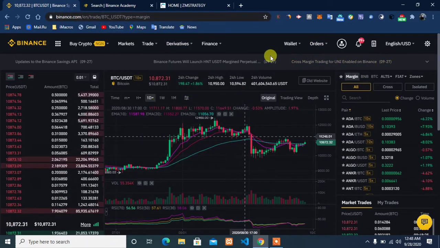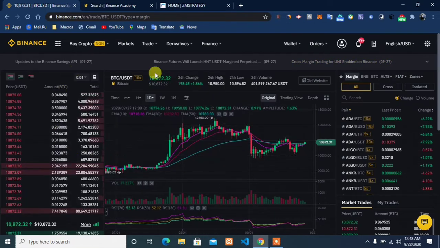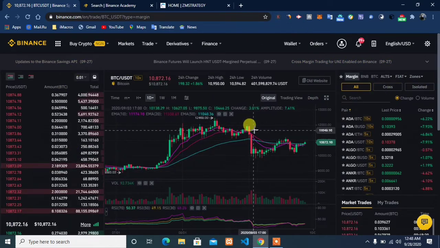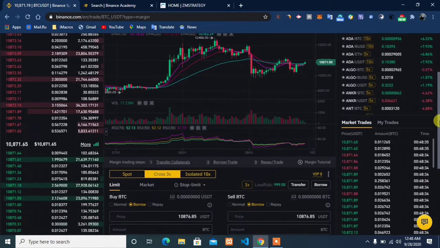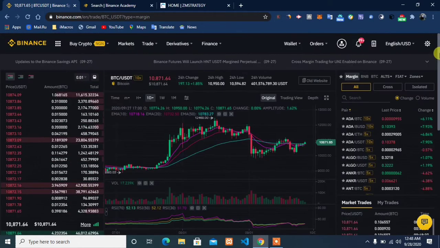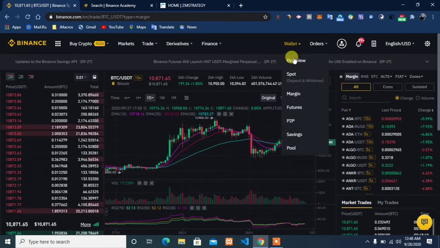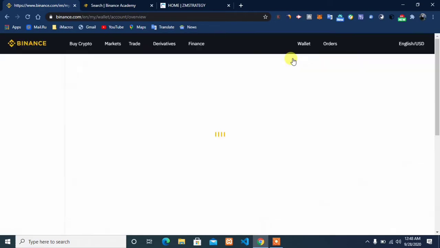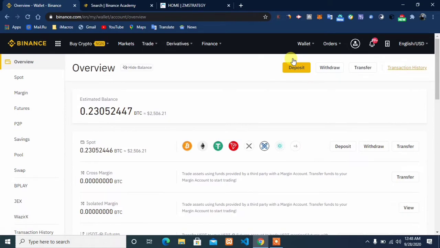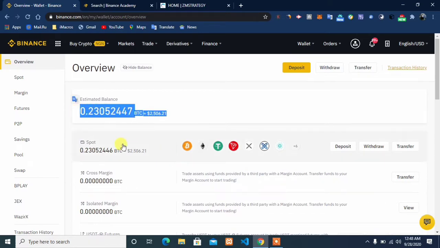Before I start explaining to you guys how this dashboard works, and how you can take your trade on the margin trading feature, I'll need to take you to the overview side so that I can explain how margin trading works, because it's just like you are trading on the forex market. You can see this is my balance on my account, my estimated balance, which is about $2,500 on my spot wallet account.